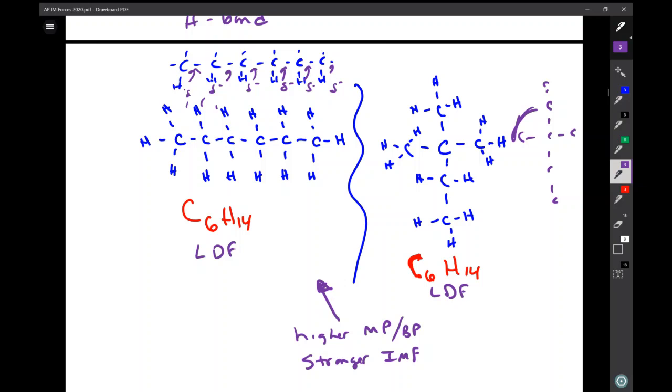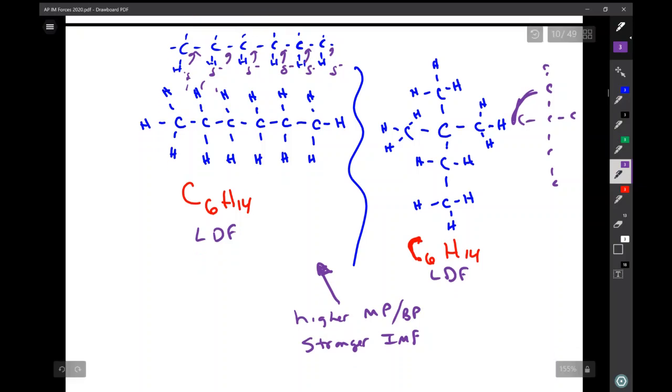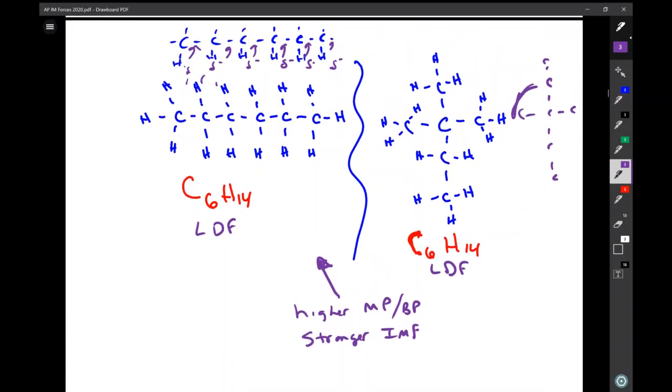So the longer, more straight carbon chains tend to have higher melting points. Those tend to have stronger intermolecular forces. And that is your intermolecular forces.